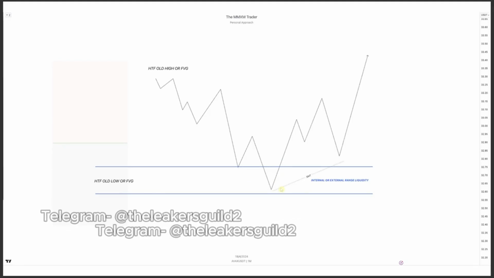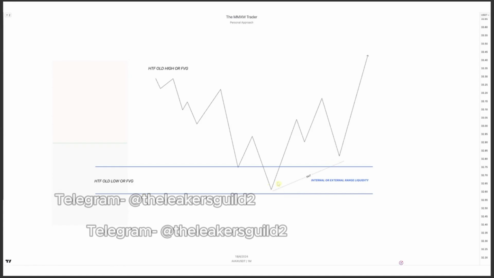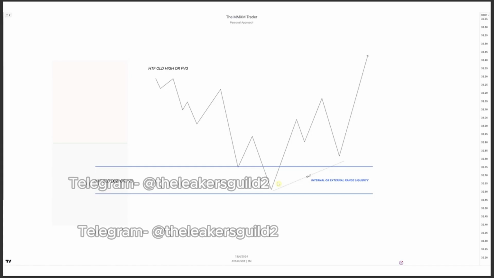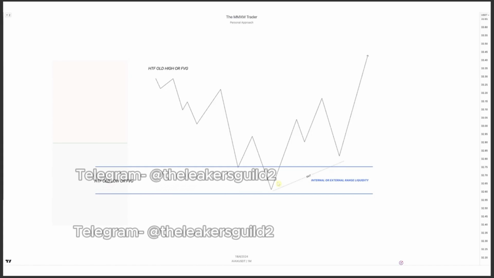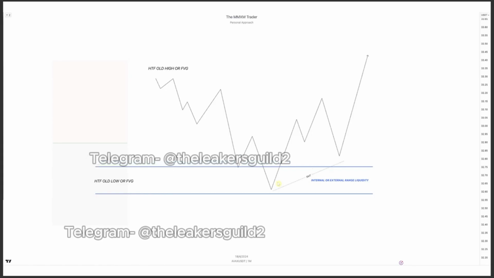It can be formed either on this low or on this low, but it is key that there is SMT formed on that higher time frame key level for the change in the state of delivery and that market structure shift. If there is no SMT, there is no opportunity.